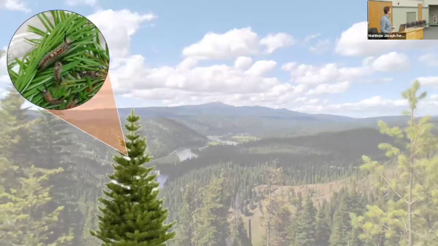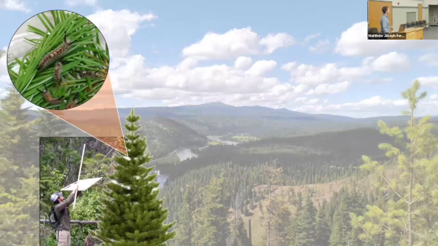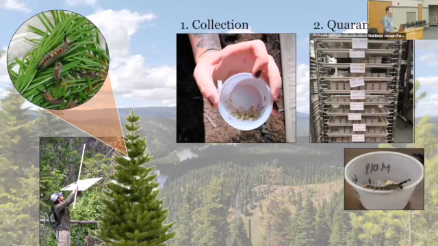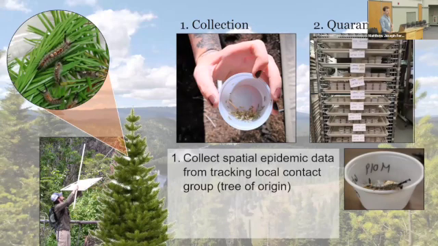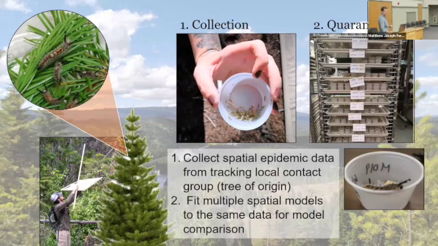We collect data from the system by getting ideas of how many caterpillars are exposed over time. We use an elegant system of me whacking a tree with a stick, and we get out some caterpillars from that, quarantine these individuals separately, and make sure that we get an idea of how many were exposed at the time of collection. So we can track local contact groups so that we can get an understanding of this implicit spatial epidemic data. And then we're going to fit multiple spatial models to this data for model comparison.